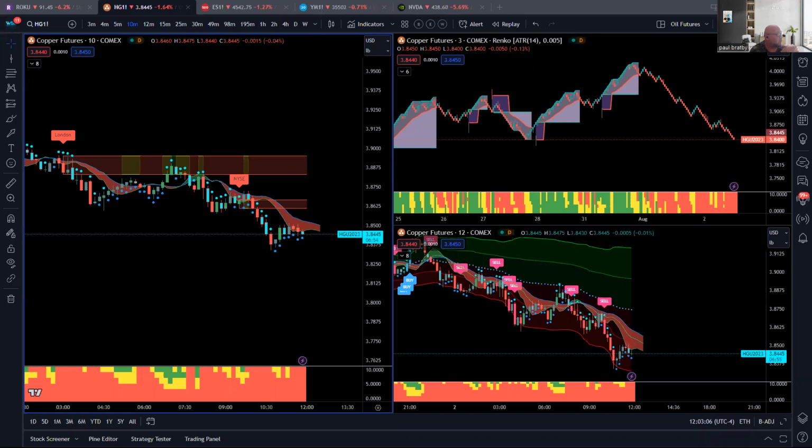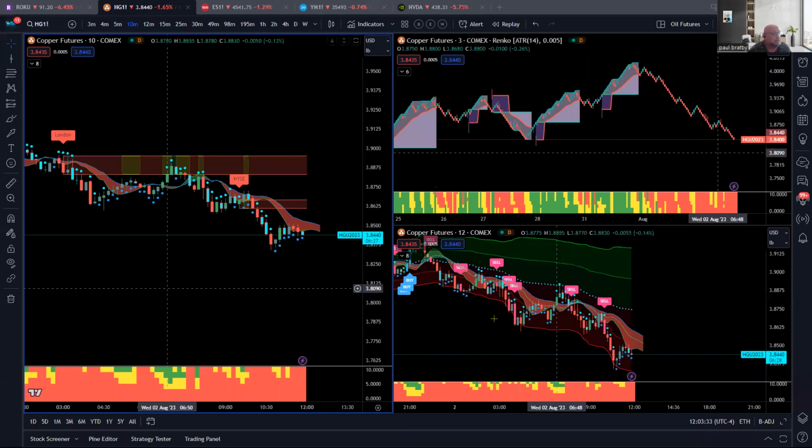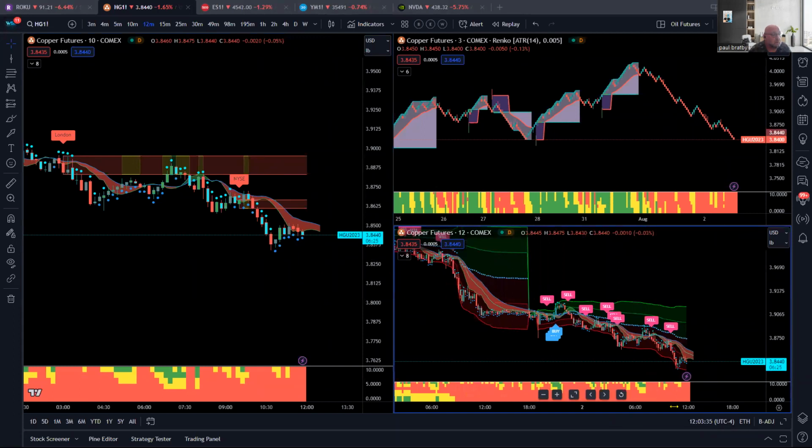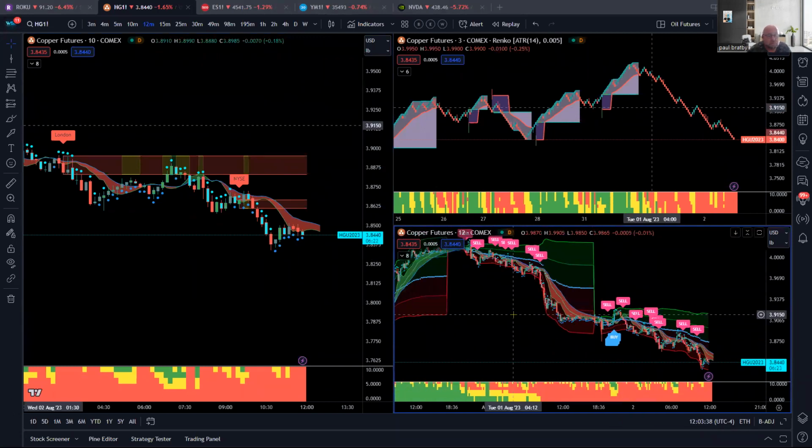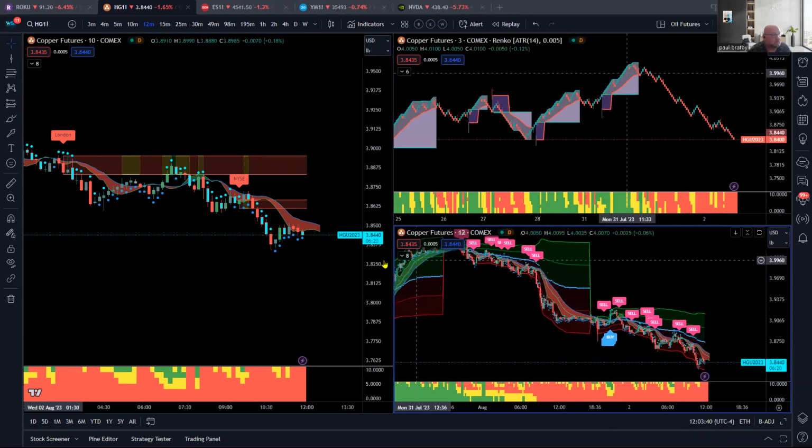So this is copper. We have got the range breakout on the left. Top right is the roller coaster, but this is roller coaster with Renko, ATR Renko on the TradingView version. I really like this. Some of these trades, even though it's on the 3 minute, because the ATR is 14, go over quite a long time on copper. So I really like that. And then we've got the VWAP Predator on the bottom right there.